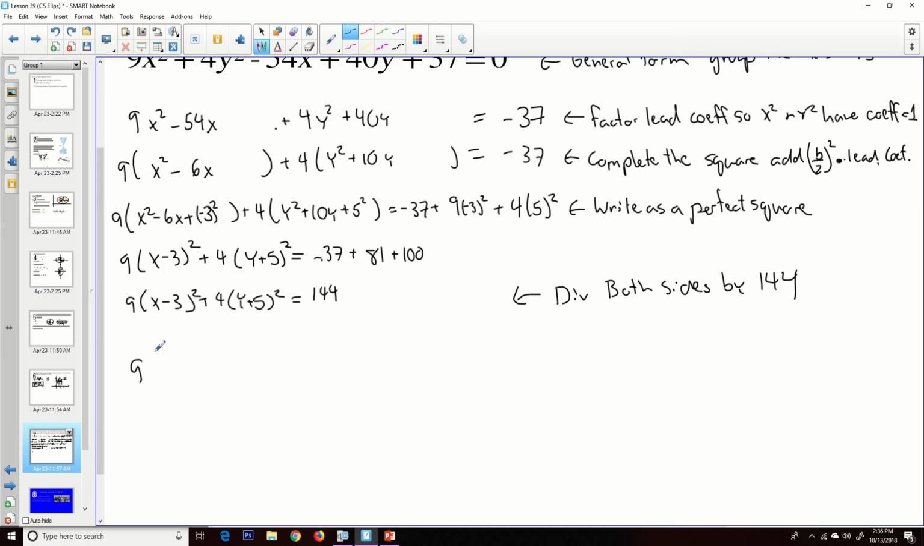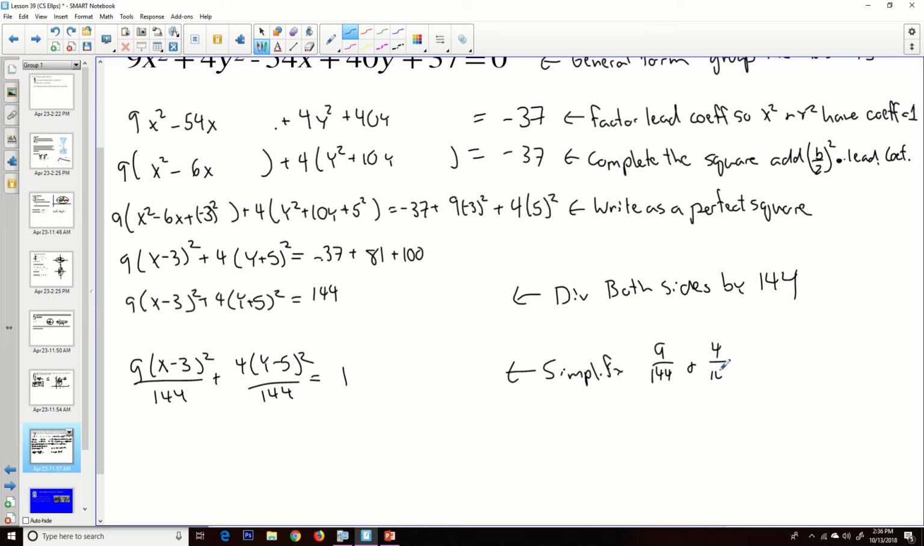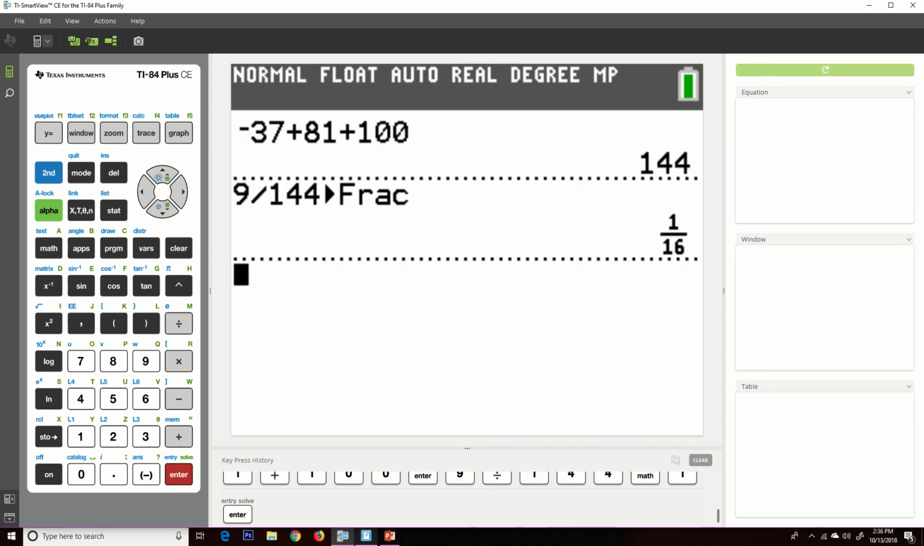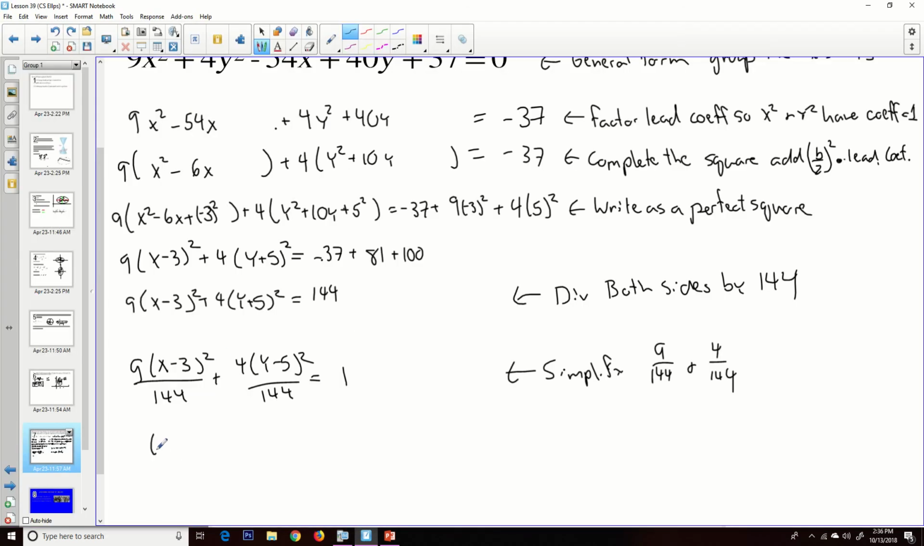And so I'll have 9 times x minus 3 quantity squared all over 144 plus 4 times y minus 5 quantity squared all over 144. And then when I divide 144 by 144, I get 1. And so here I'm just going to simplify 9 over 144 and 4 over 144. If I go 9 over 144 and hit math, hit fraction, just to do it quick, I get 1/16. And so this thing will be x minus 3 quantity squared over 16.